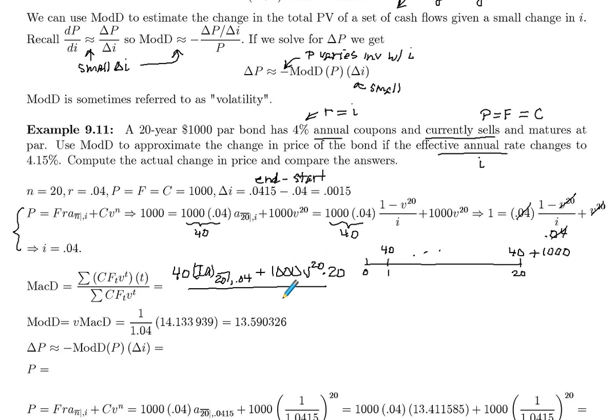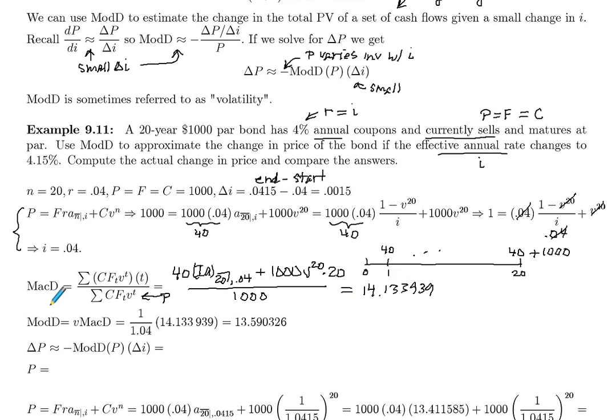And then down on the bottom here, this is the present value of all the cash flows. That's just the price of the bond right there. That's the price. That's 1,000. And if you do the calculator work here, using the formula for the increasing annuity, you will get 14.133939. So there's our Macaulay duration.